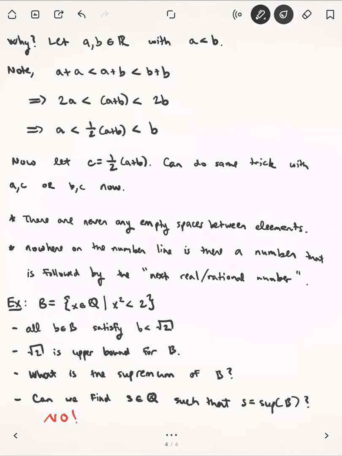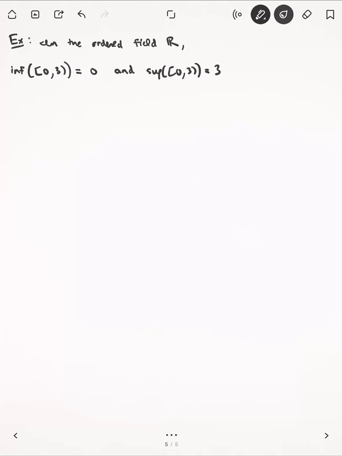So hopefully you all are comfortable with upper bounds, lower bounds, infimums, and supremums, but just to get you situated again, here's an example. In the ordered field R, the infimum of this half-open interval equals 0, and the supremum of that same interval is 3. The infimum of the natural numbers is 1, and the supremum of the natural numbers does not exist, right? It's not bounded above.